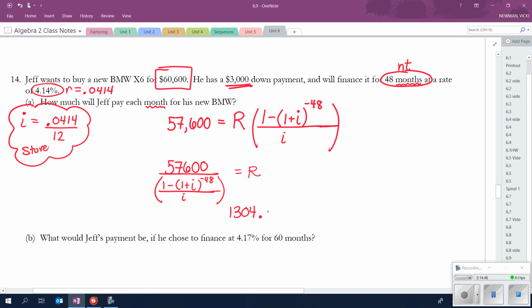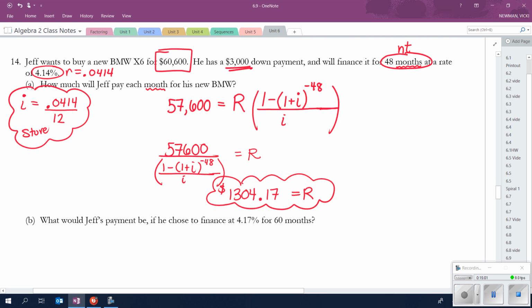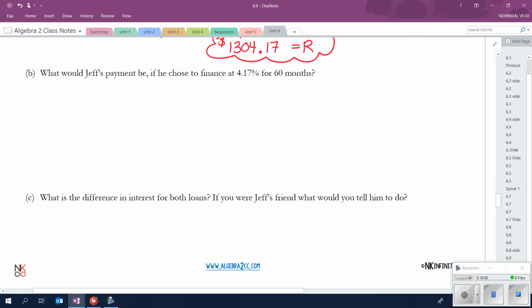And what was the change on there? Okay. That's a lot of money for a car. I'm not going to lie. So Jeff realizes, you know what? That's a lot. So that was financing for 4 years. He's going to finance for 5 years now.